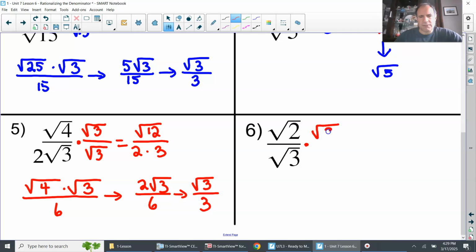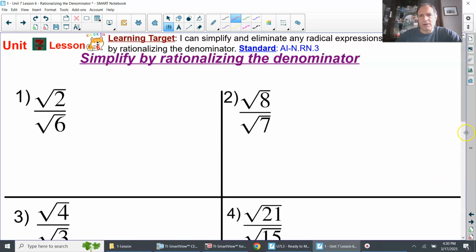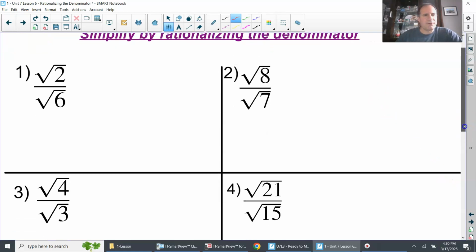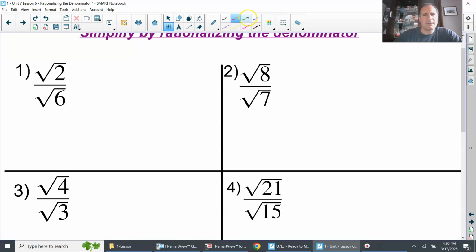We're going to square root 3 over 3, and we're going to multiply that by, we're going to rationalize the denominator. So that is the square root of 6 over 3. And that's your final answer because there is no perfect square that goes into 6. Right. And that is it.